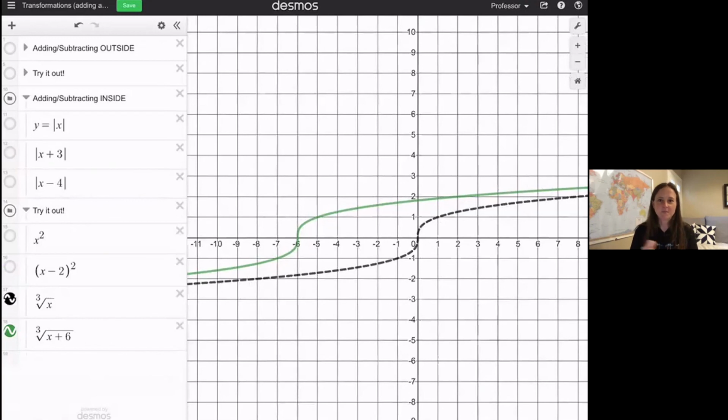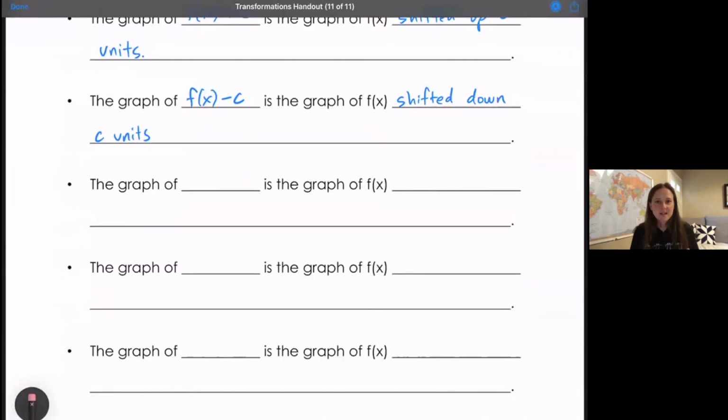So let's go write this rule down. We've been adding and subtracting inside the function, so now I'm going to say f of x plus c, with the c inside the function parentheses. That means inside the square or inside the house of the radical. And again, adding went opposite of what we think. If we add, then we're going to end up going to the left. So this is going to be the graph of f of x shifted left c units. And then when we did f of x minus c, we're subtracting inside, so it's going to go to the right c units.